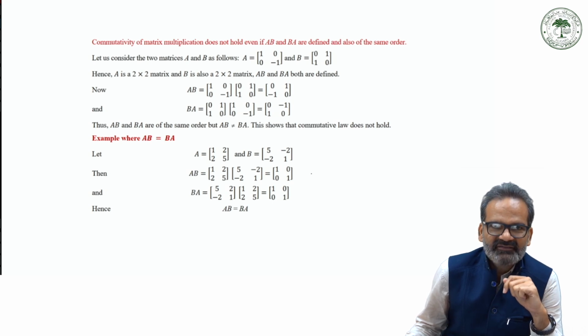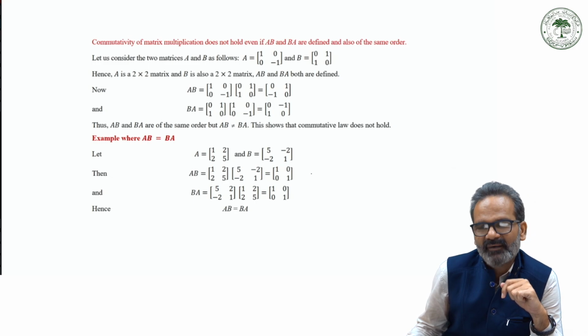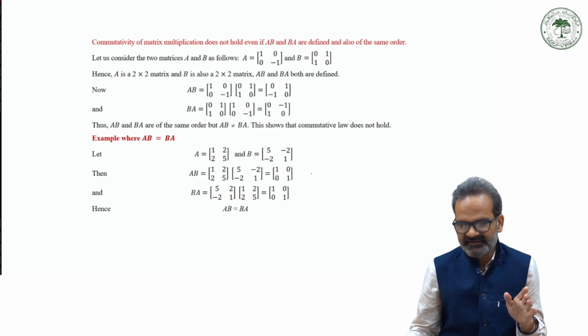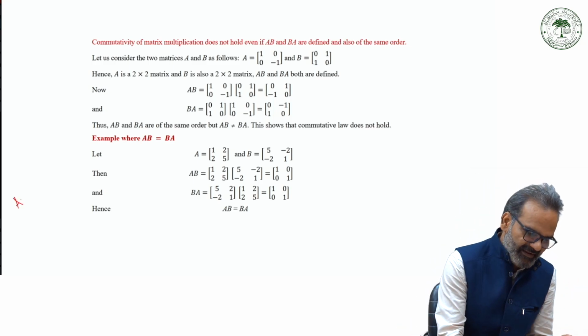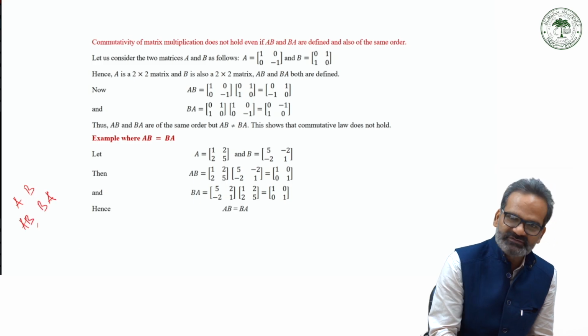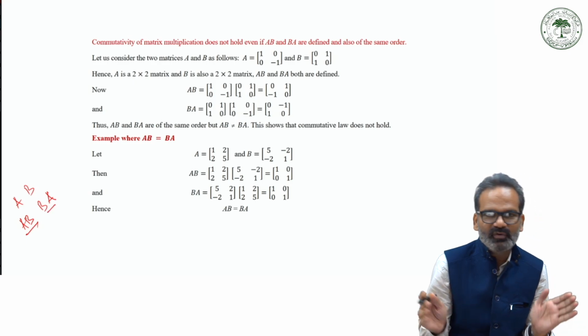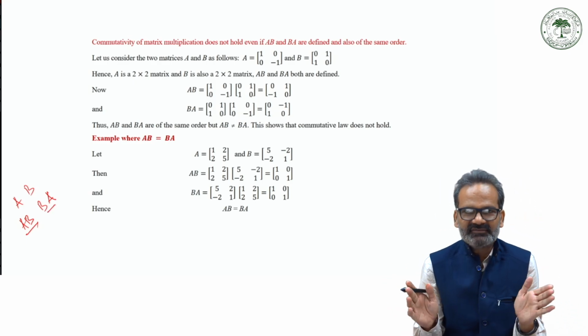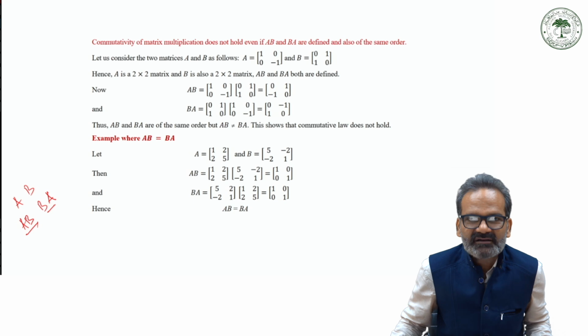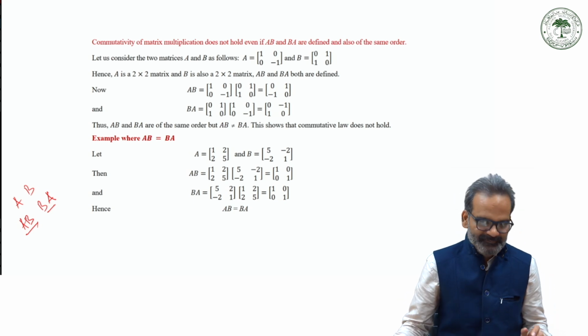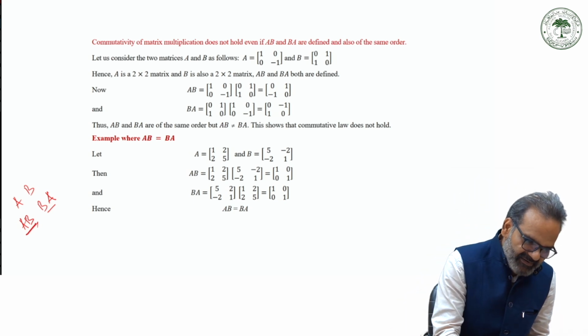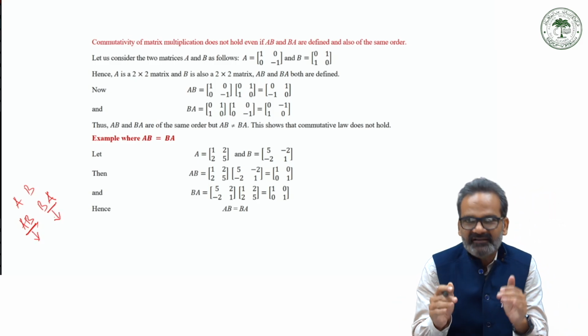Look here. Commutativity of matrix multiplication does not hold even if AB and BA are defined and also of the same order. In the last example, we took two matrices A and B. In this case, AB was possible and BA was also possible, but the orders of AB and BA were different, right? They are not of the same order. So in this example, AB exists, BA exists, and their orders are also the same. Even then they are not equal.